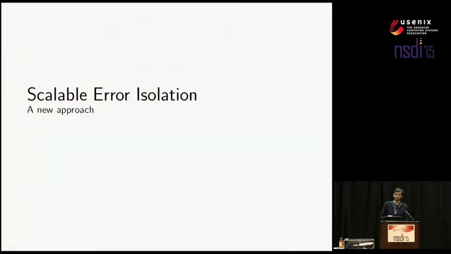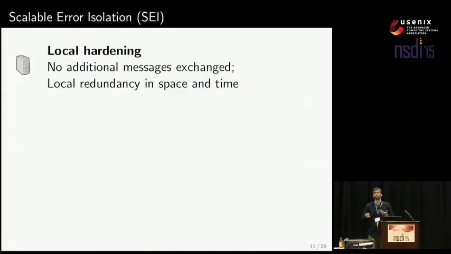Scalable error isolation is a local hardening, as I said, because we don't require the protocol to exchange more messages or add new steps to the protocol. We basically add redundancy to the processes of the distributed system in space and time. Space redundancy means that we now have state and redundant state, and if a fault corrupts the state, we can detect that with this redundant state. And time redundancy means that we re-execute parts of the code, and with that we can cope with faults, for example, corrupting some bits while the arithmetic logic unit is computing something.